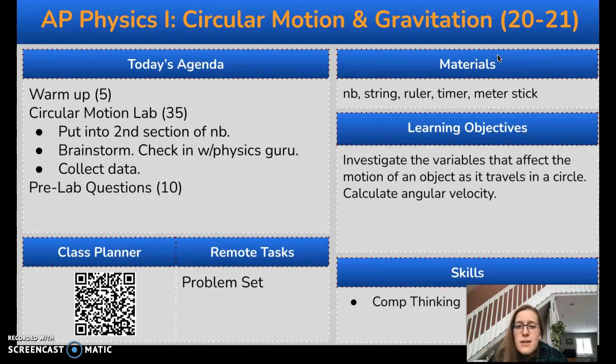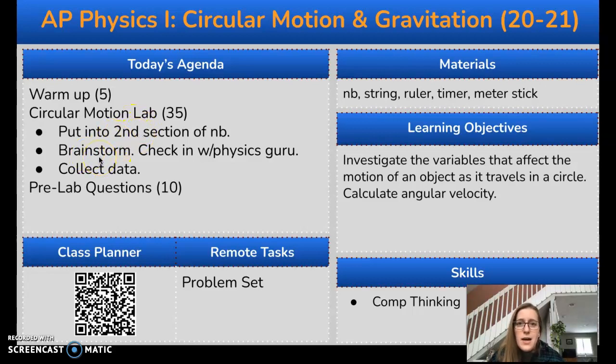The learning objectives include investigating the variables that affect the motion of an object as it travels in a circle, and to review the angular velocity calculation. So I'd like to quickly go over the warm-up, the exit ticket that I asked you last class, and then give you some direction for your circular motion lab. That'll go into the second section of your notebook.